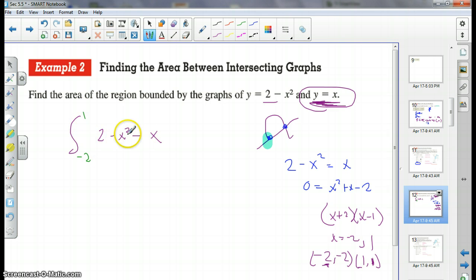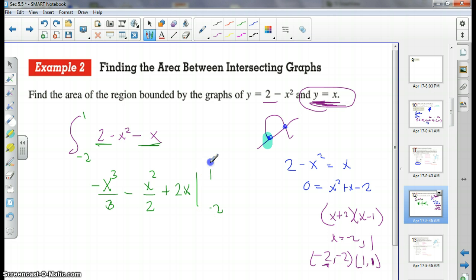You could reorganize this. I kind of like the x squared term first, but I'll just go ahead and integrate here. This is going to be negative x cubed divided by 3. I'm going to do this term next. This is going to be negative x squared divided by 2, and this will be a positive 2x for this guy, increasing by 1, but I'm still integrating between -2 and 1.